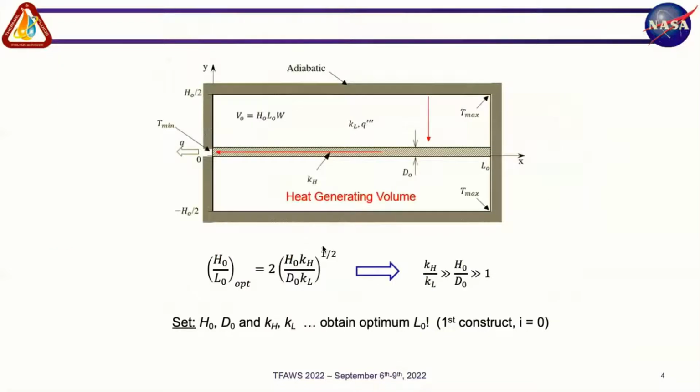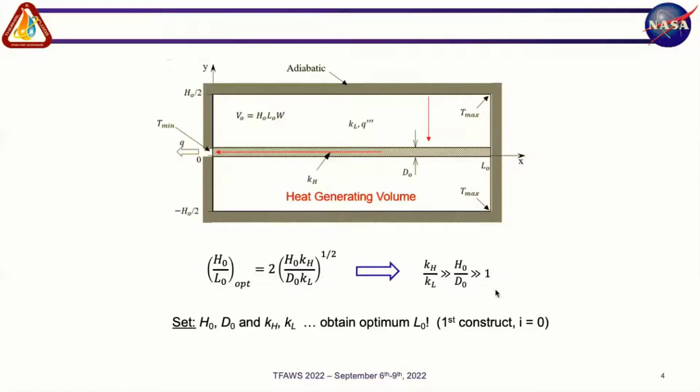So now that we have that expression for the optimization of L0 and H0, you optimize, you get the result, and this is the optimum ratio between the two. And we can also see by looking at the results that these requirements and the previous ones also have to apply. So the high thermal conductivity material has to be much higher than the base material thermal conductivity, and your H0 has to be much higher than L0.